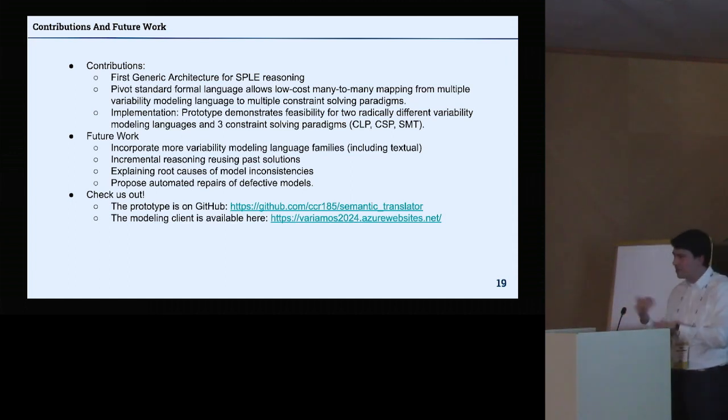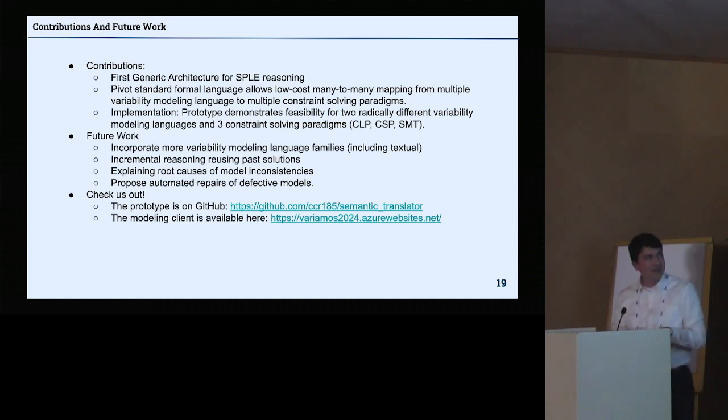We want to do incremental reasoning, and we're working on that at this time. We want to be able to add explanations, and there's some previous work from other colleagues on finding explanations for the actual causes of the problems. Automated repair of the models is also another direction we want to check out. And obviously, like I just showed, the prototype works.